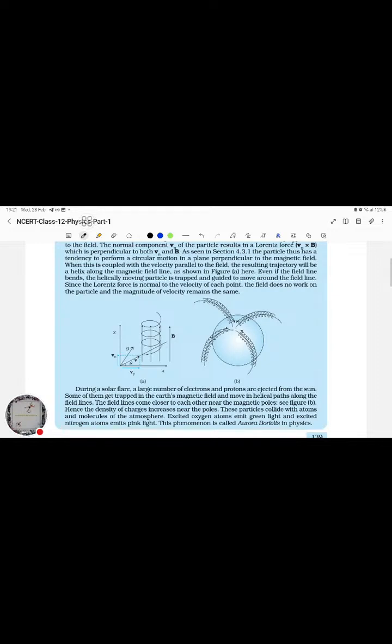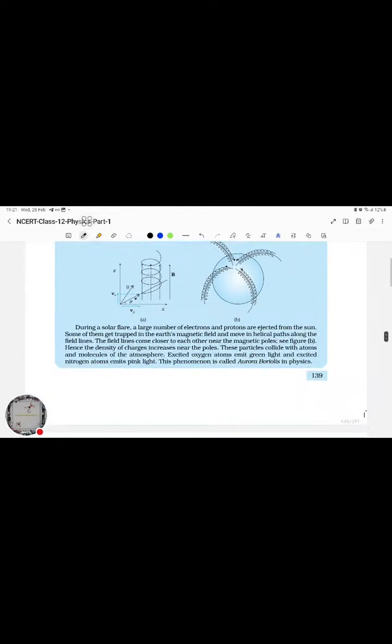Since the Lorentz force is normal to the velocity of each point, the field does no work on the particle and the magnitude of velocity remains the same. So during a solar flare, a large number of electrons and protons are ejected from the sun. Some of them get trapped in the Earth's magnetic field and move in helical paths along the field lines.